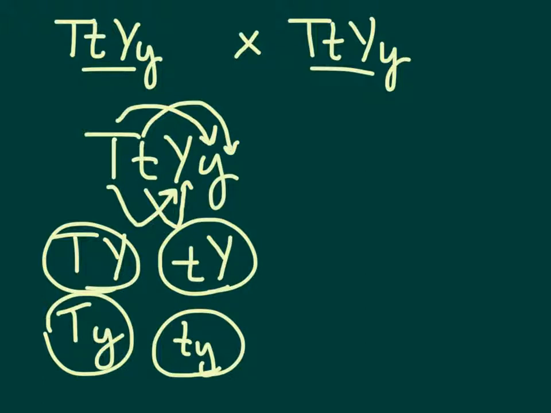So how many possible gametes are there when we look at two traits? 4. How many possible gametes will the other parent make? 4. So instead of a Punnett square with 4 squares, 2 across the top because it makes 2 potential gametes, we make a Punnett square with 4 gametes across the top, the gametes from this parent, and 4 gametes down the side, the gametes of the other parent. So it would look something like this.